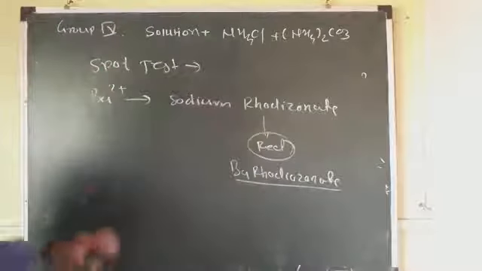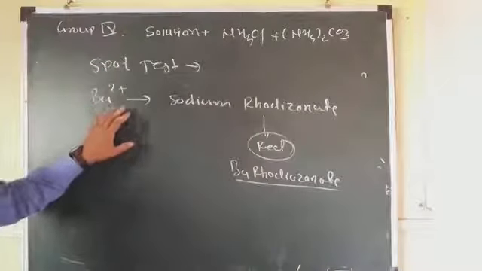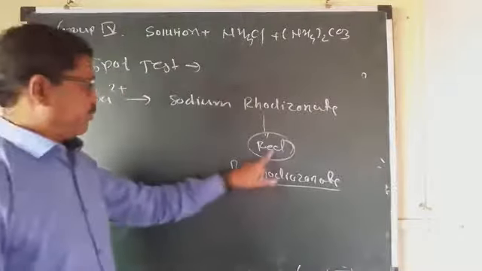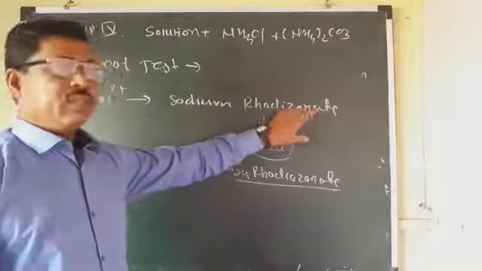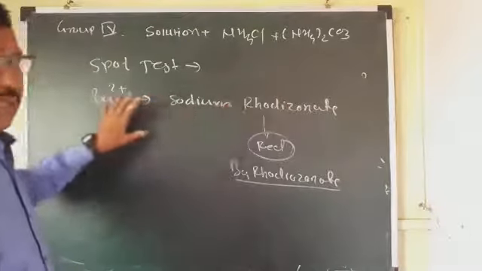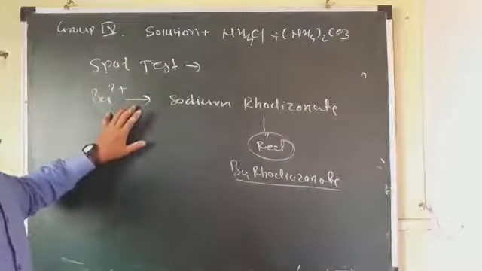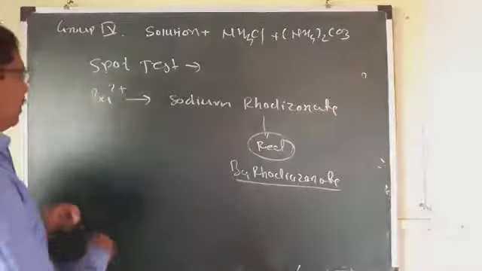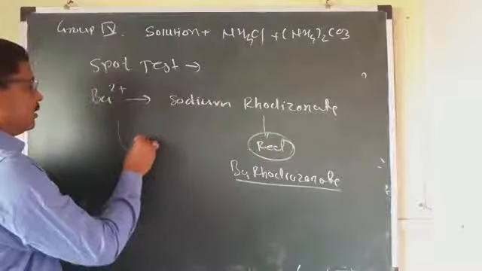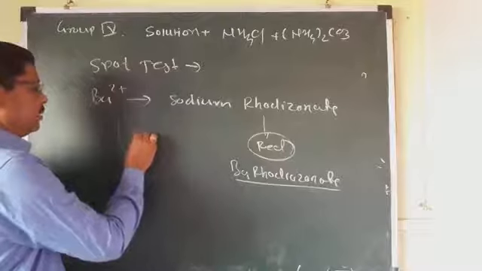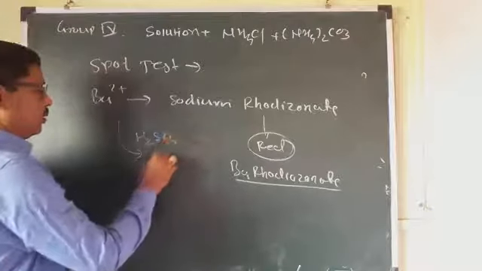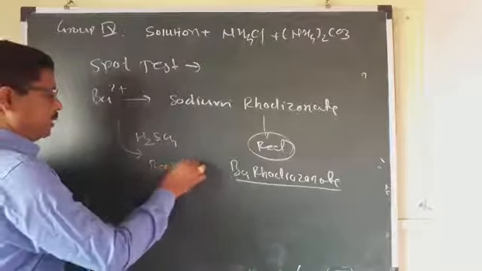Okay, barium. Rhodizonate is the indicator for the identification of barium. Again, one more test for barium is to add the sulfate, H2SO4, to form barium sulfate.